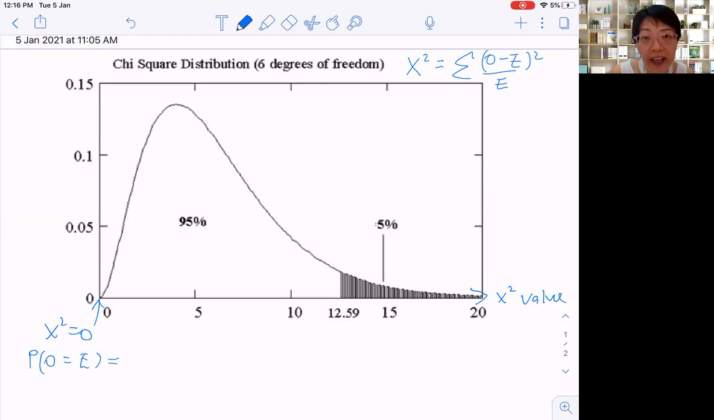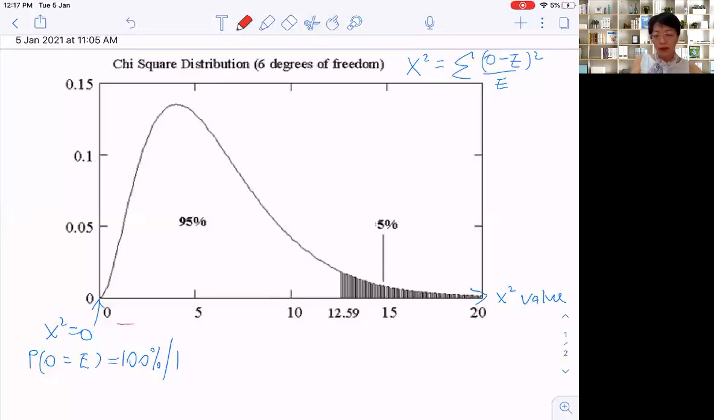You say O equals to E, right? So if O equals to E, the probability is 100%. The probability of O equals to E, because you already said O equals to E, means it is 100%. Another way to write 100% is equals to 1. If you don't put the percent, it means it's equals to 1. Can you follow?